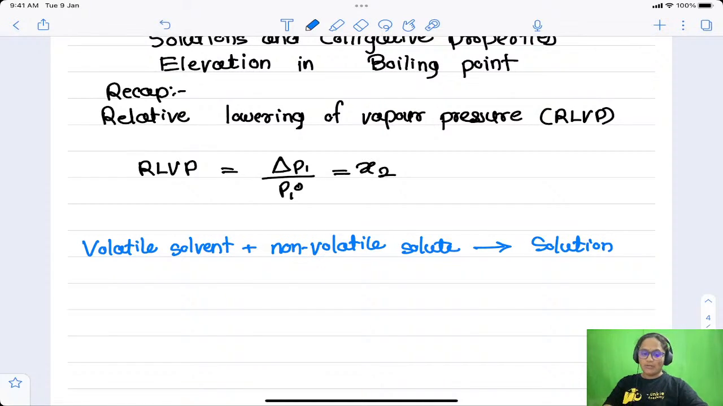The boiling point temperature is the temperature at which vapor pressure of the solution or vapor pressure of the liquid is equal to the atmospheric pressure. It is the temperature at which vapor pressure of the solution or the liquid becomes equal to the atmospheric pressure, right? So that is called the boiling point temperature.